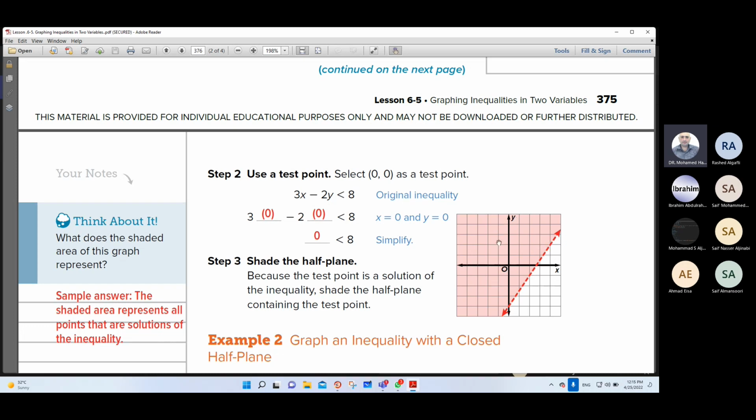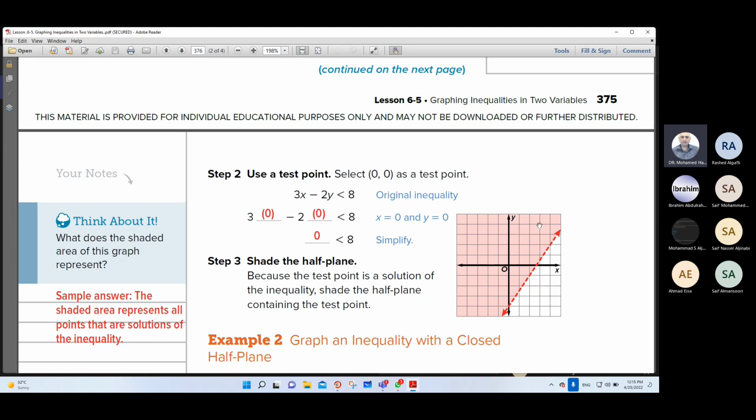Means the area will be up this line. How to represent? We can shade this area. So the name of this area is the closed part, and the name of this area here is the open part. So the shaded half means this is the area of the solution. And the name of this area will be what? It will be the closed half plane. And here, the second area will be the open half plane.